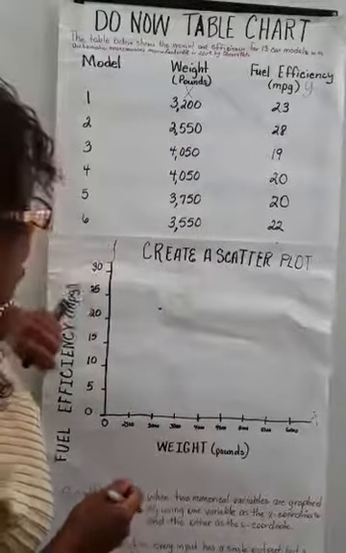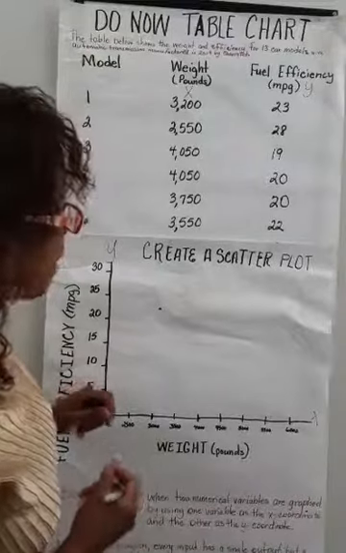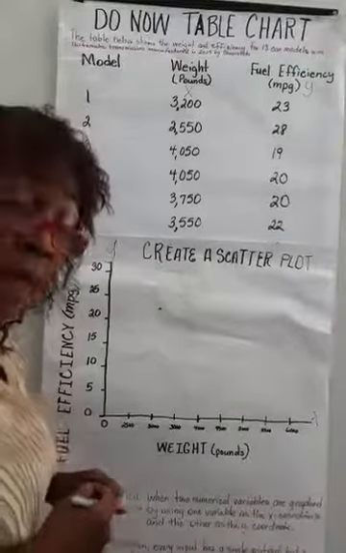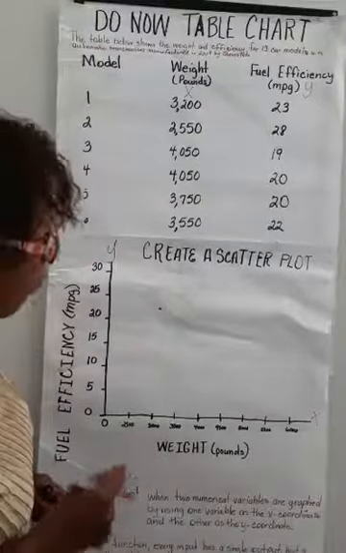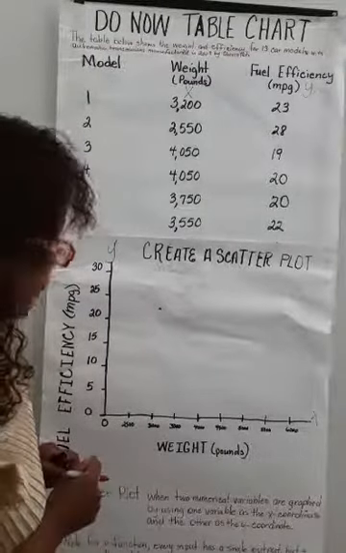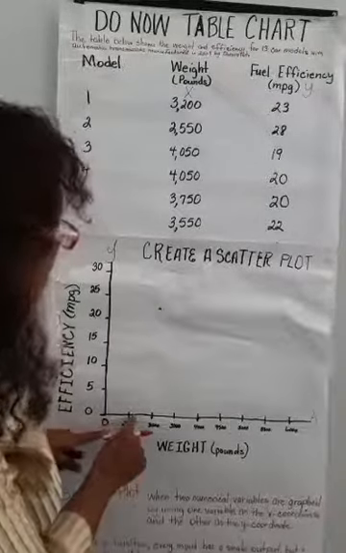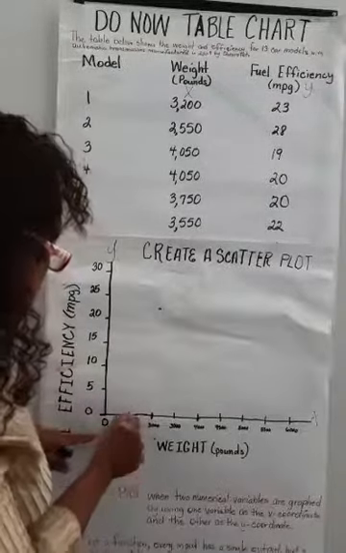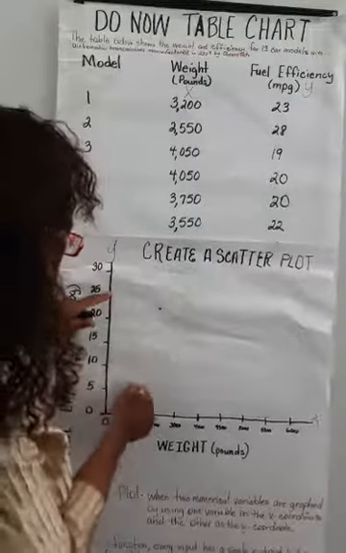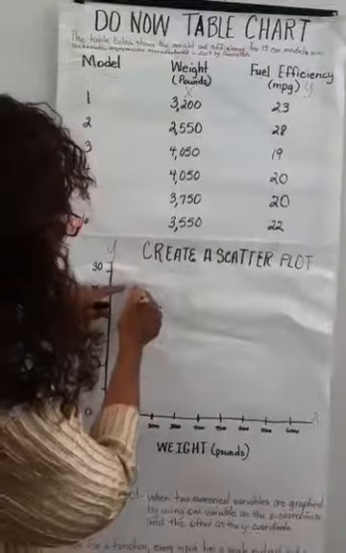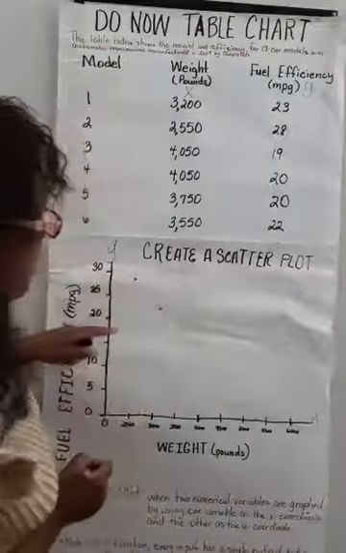2,550, fuel efficiency miles per gallon. A car with this weight will give me 28 miles per gallon. I can go 28 miles on a gallon of fuel. So 2,550 would be somewhere right in here, and I'm going 28. I can go about 28 miles, somewhere in here.